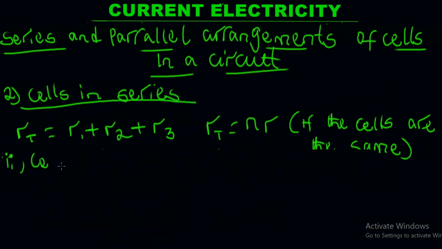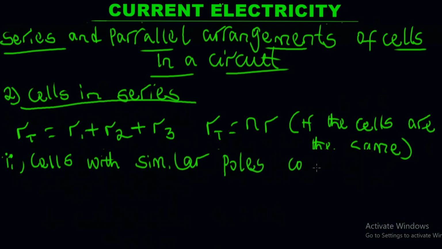When cells with similar poles are connected, most likely they will be wrongly connected because we are going to have like poles somewhere. That's what I mean by similar poles. And that particular cell that is connected with a like pole will be giving a negative EMF. This is what I mean.